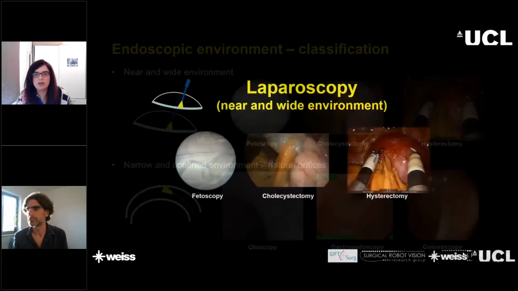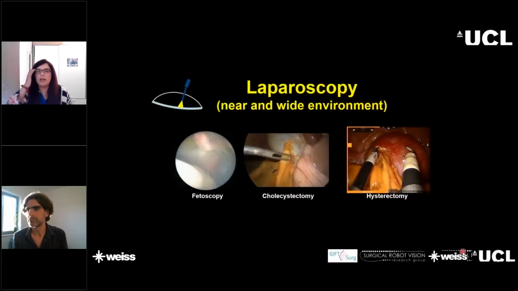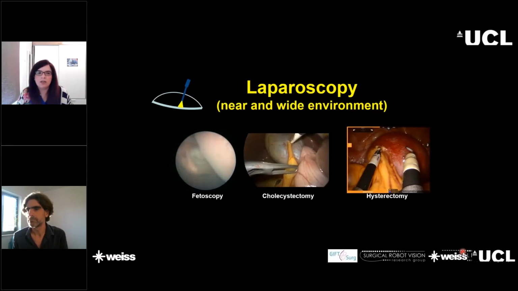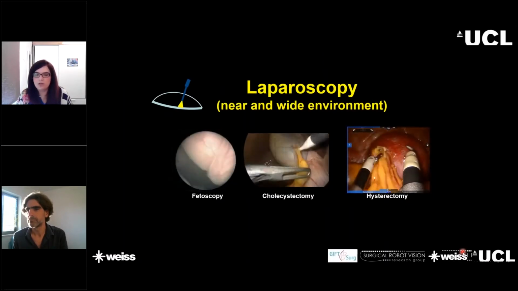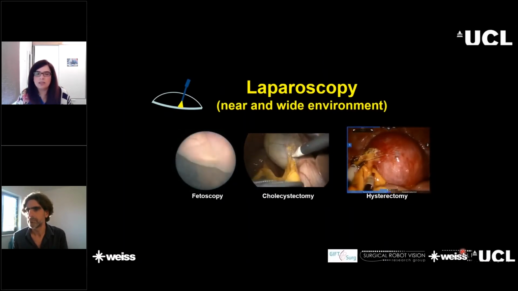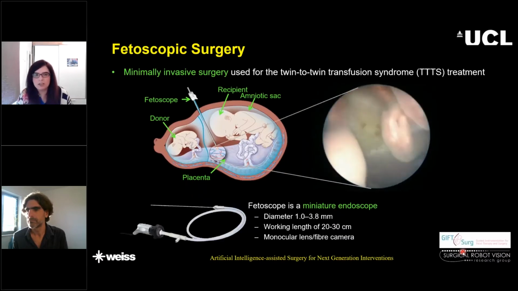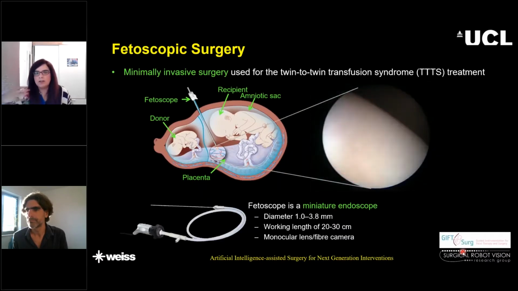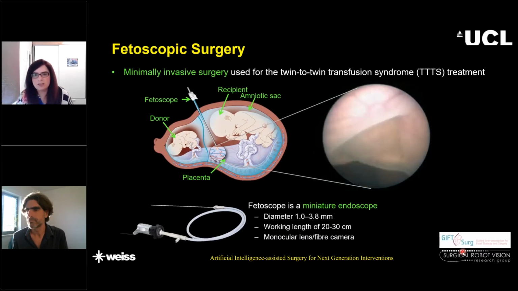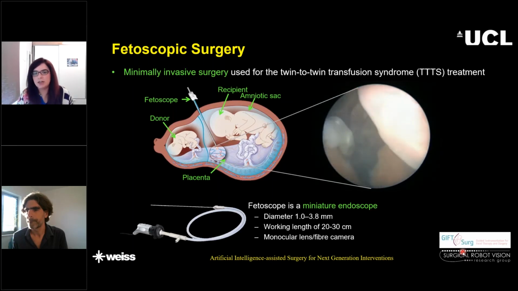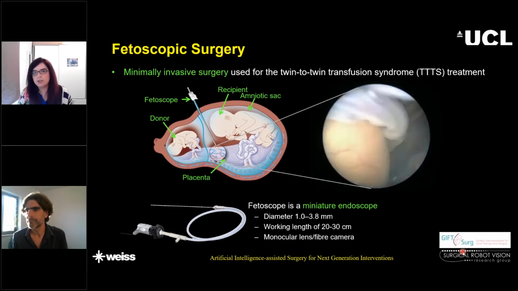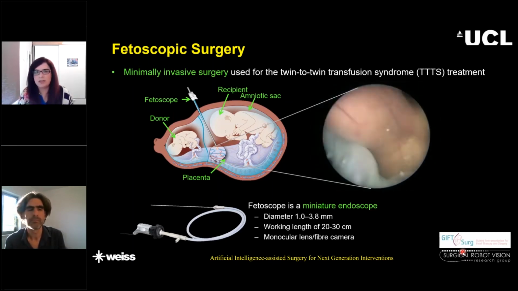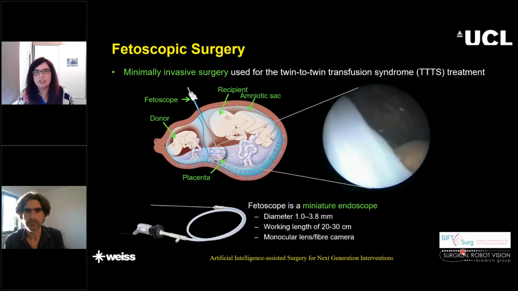So let's first talk about the laparoscopic environment, where particularly I am going to talk about fetoscopy. I've been working on this area for a few years now, and we are the trendsetters in coming up with mosaicing, which was a very challenging problem to solve in this particular domain, and I'll talk about it later in detail as well.